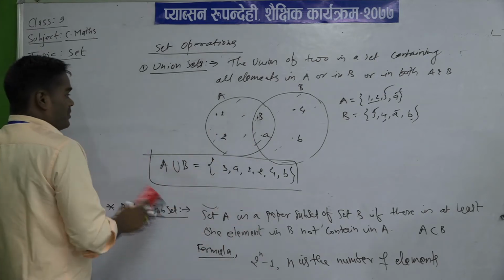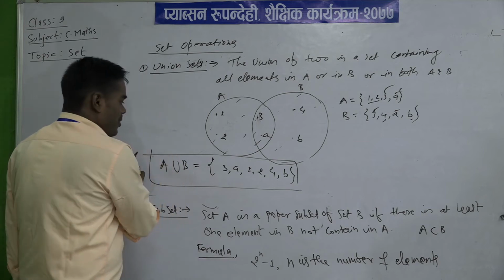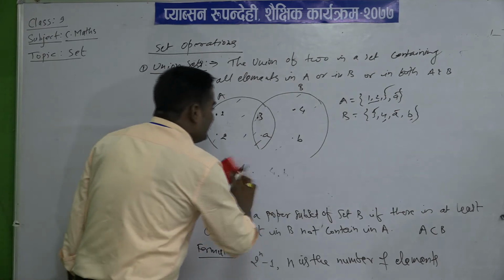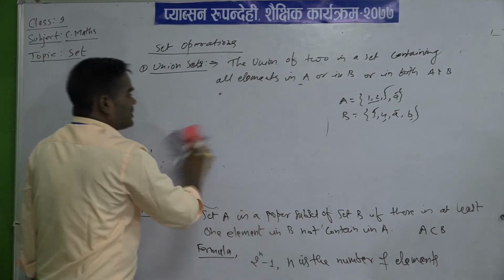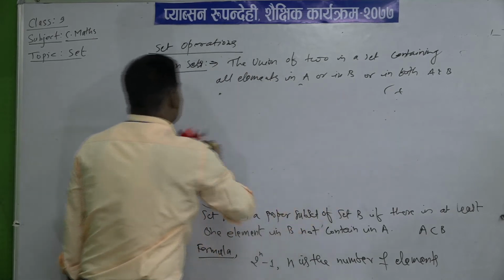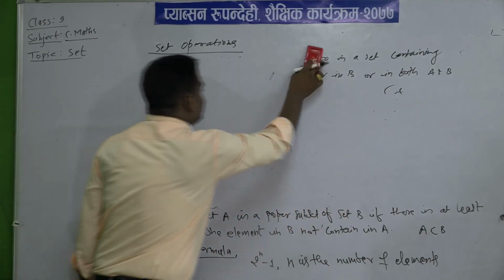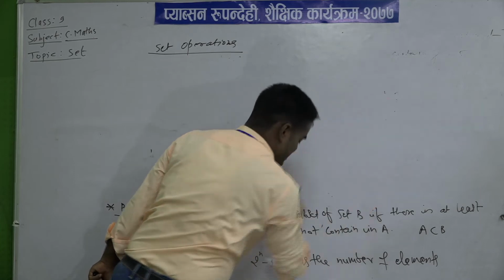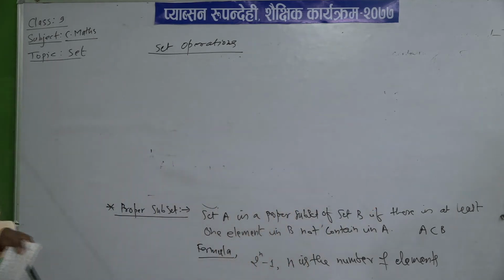Now we are going to study about the intersection set. I think there is no confusion. The second set operation is the intersection set.